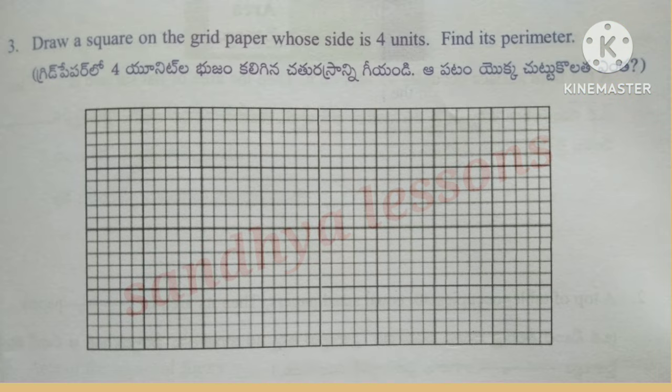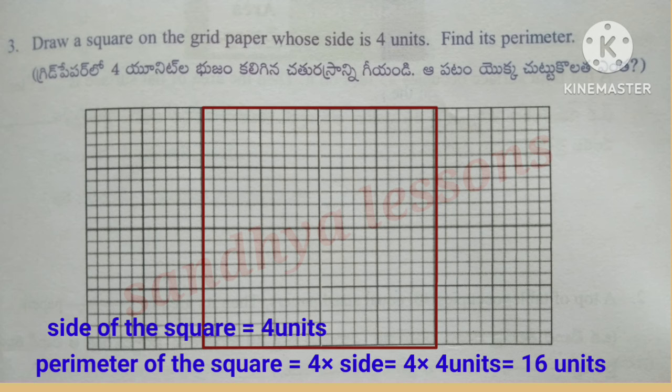Third problem, draw a square on the grid paper whose side is 4 units. Find its perimeter. Solution, side of the square is equal to 4 units. Perimeter of the square is equal to 4 into side, that is equal to 4 into 4 units, which is equal to 16 units.